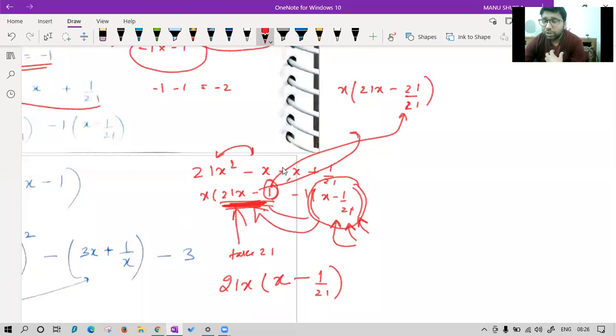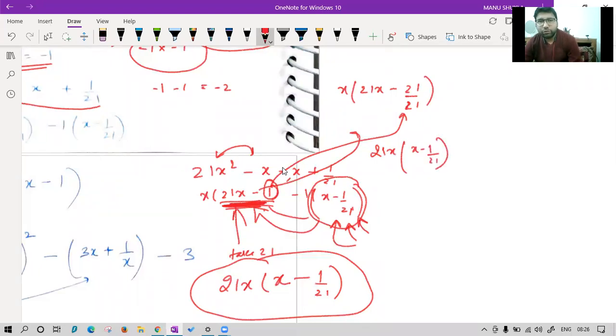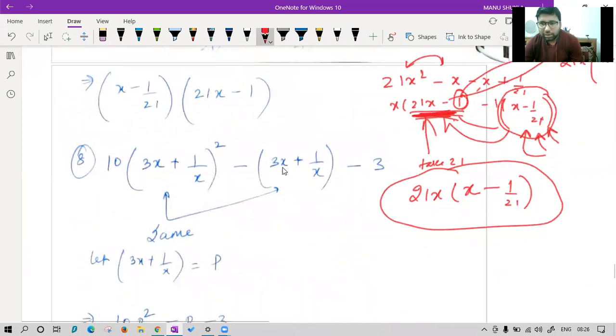This we can do. If you are not able to understand this direct step where we have taken 21 as common, you can understand it like this: we have written the 1 as 21 upon 21 and then taken 21 common. That is easy for you if you are not able to understand. Okay, so x minus 1 upon 21, and that was the step, and we got the answer.